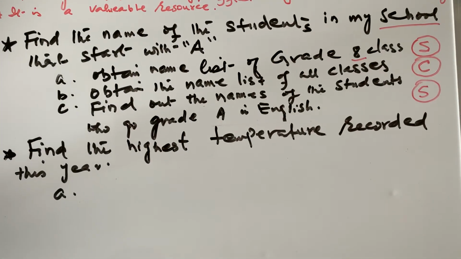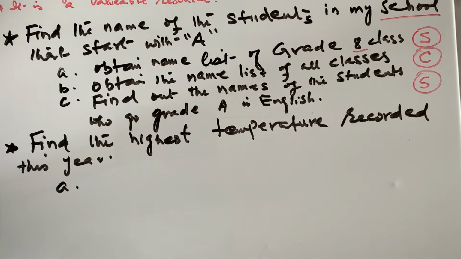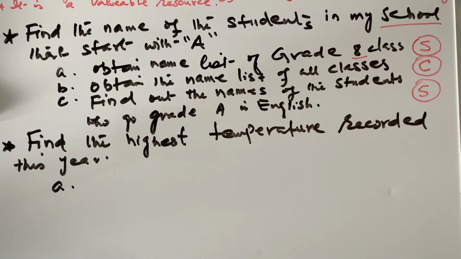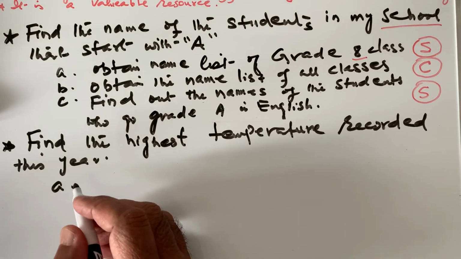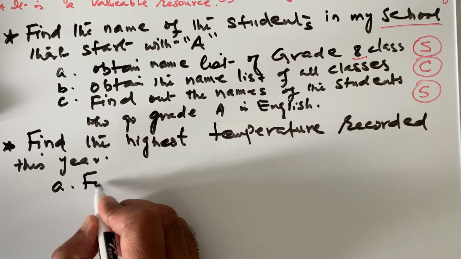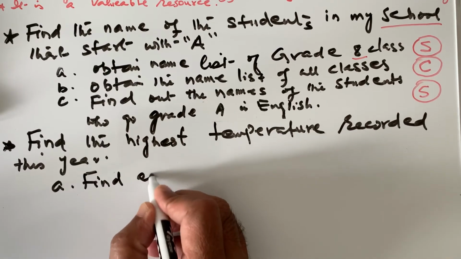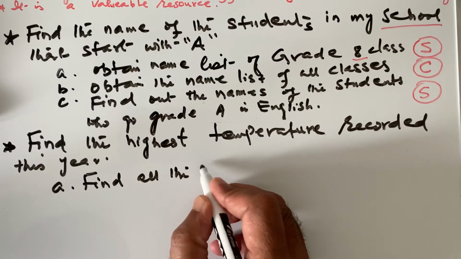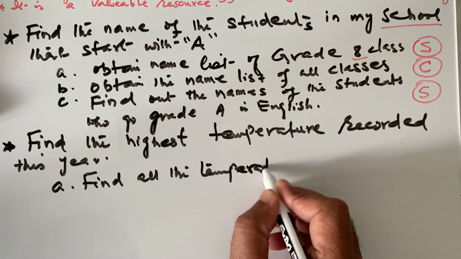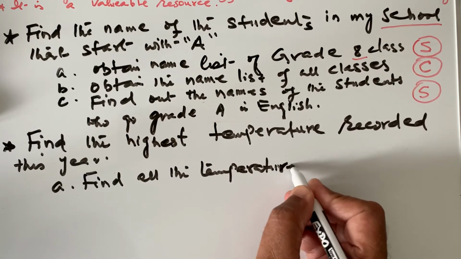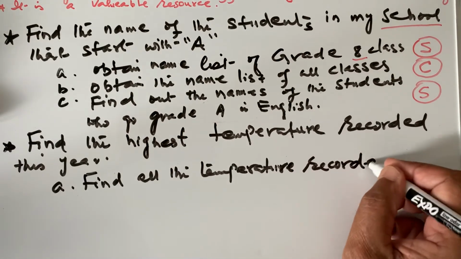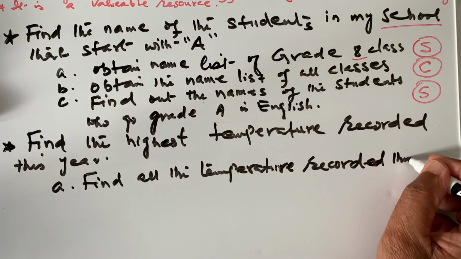A, B, C, three tasks, and we have to see which task is sampling or census, right? So A, find all the temperature recorded this year, right?